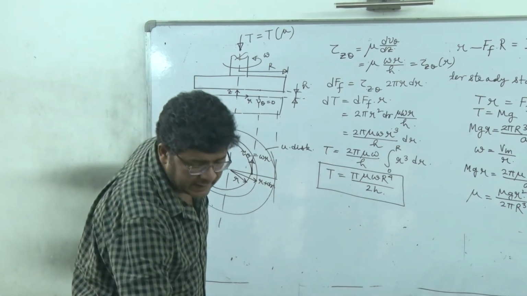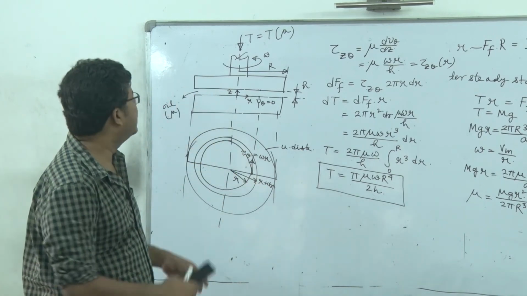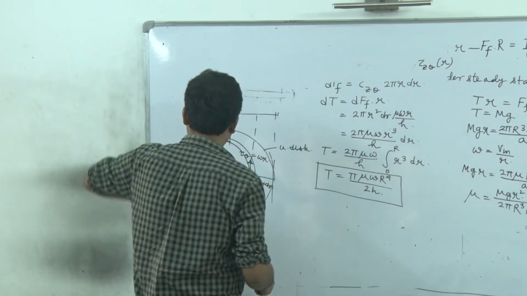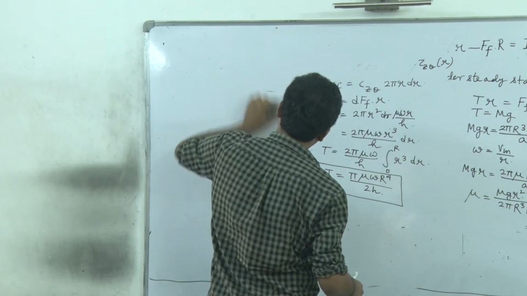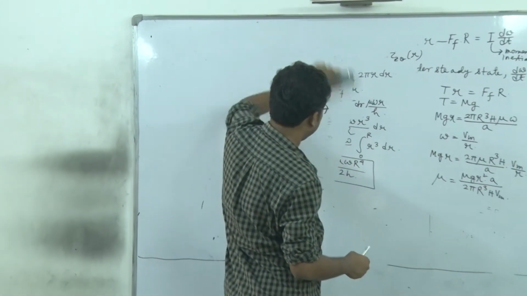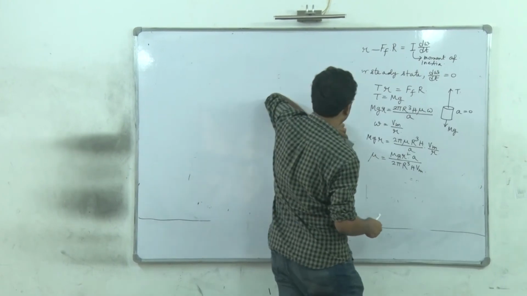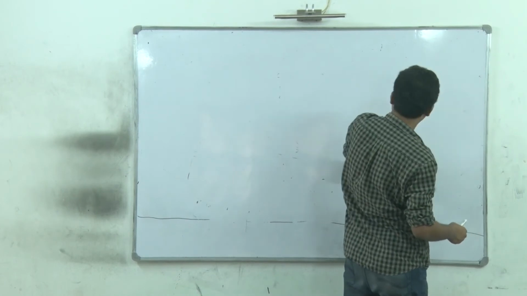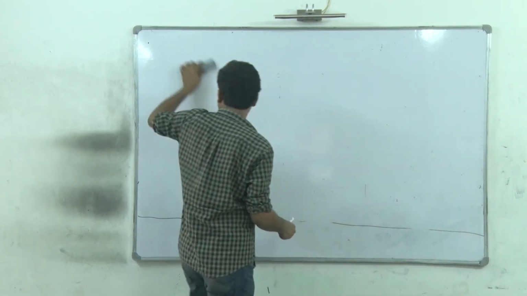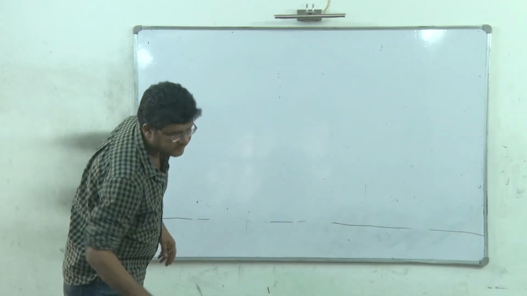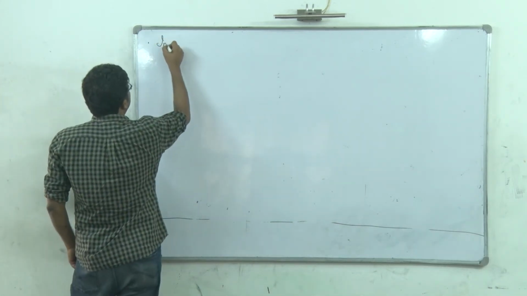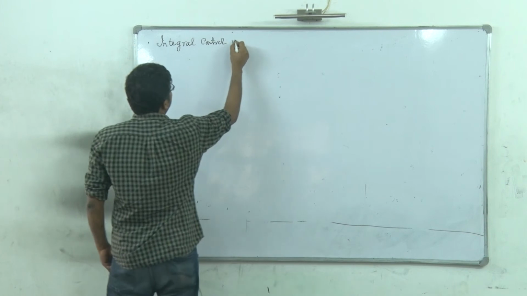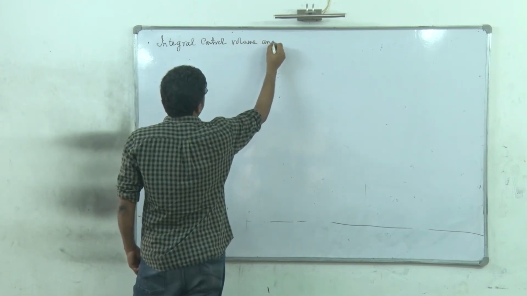Okay. So with that understanding of the basics, we will now move on to the conservation equation, where we are going to apply this conservation equation on something called a control volume, and that control volume is of finite size. So basically the name of this topic is integral control volume analysis.